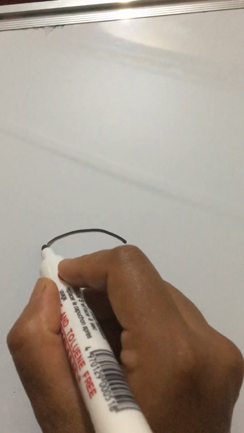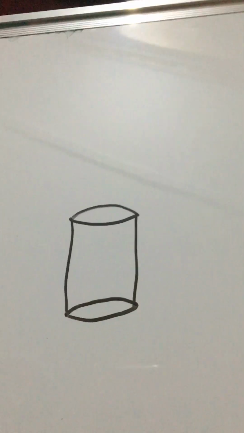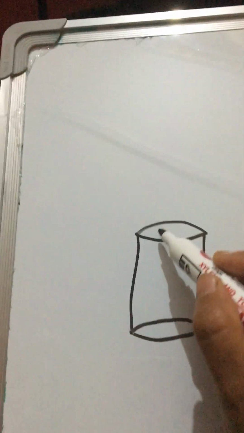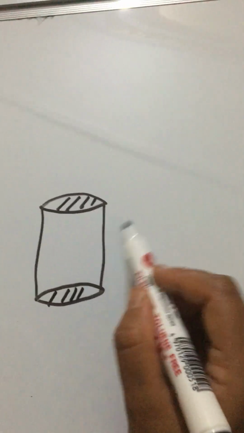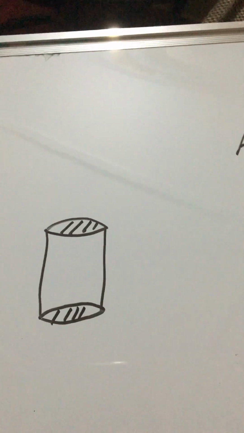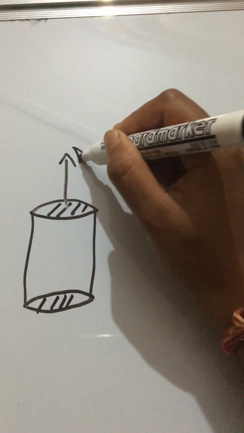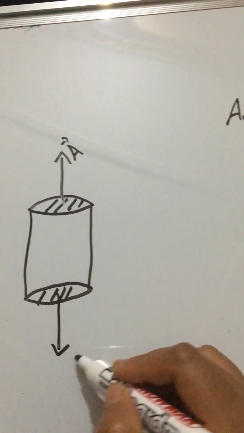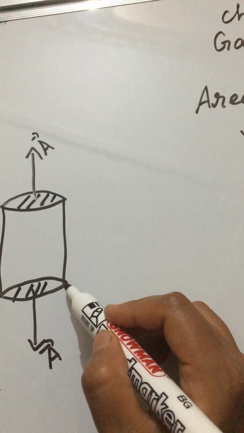Suppose I have a cylinder. This is also a 3-dimensional surface. Now what would be the direction of the area vector? See, there is the cap area, and there is the lateral area, right? For this cap area, what is the area vector? Outward, right? For this cap area also, what is the area vector? This is the one. What about this? 90 degrees to the surface, right?